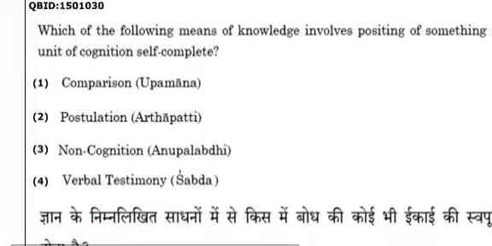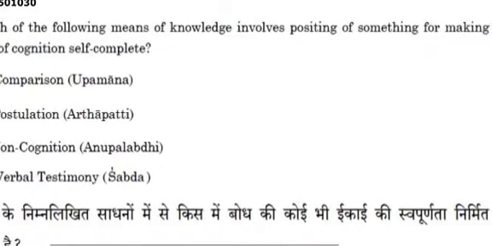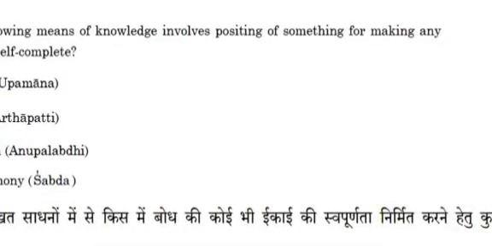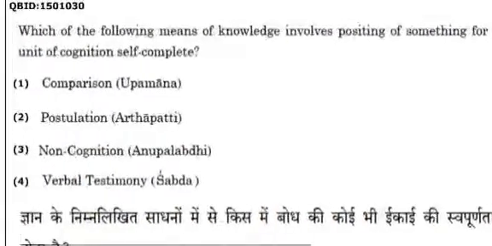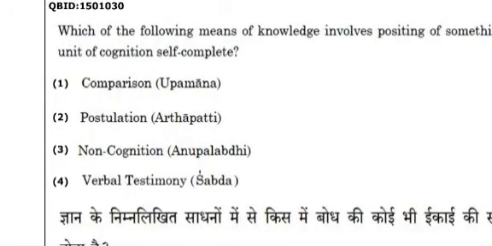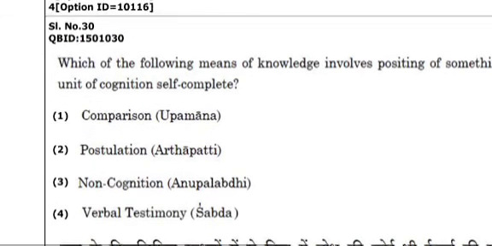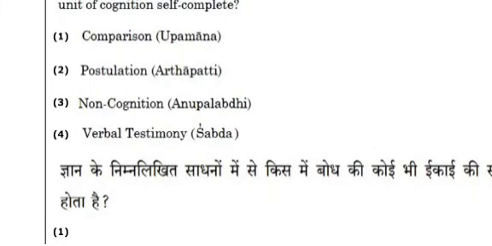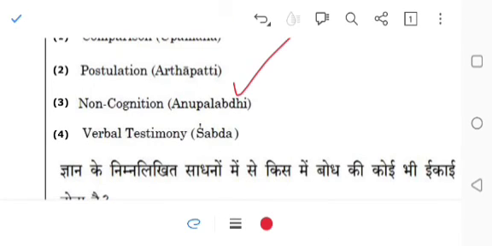30. Which of the following means of knowledge involves positing of something for making any unit of cognition self-complete? Comparison, upamana; postulation, arthapati; non-cognition, anupalabdhi; verbal testimony, sabda. The correct option for 30 will be postulation, arthapati.